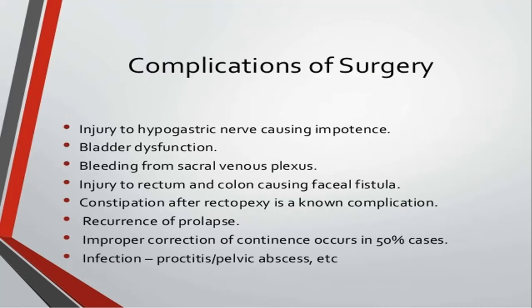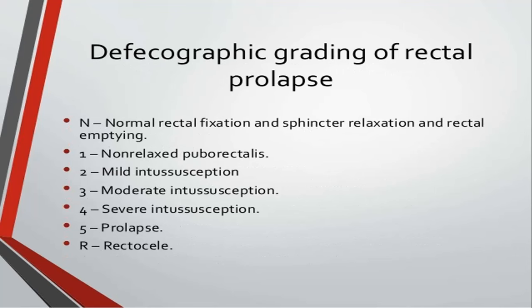Complications you must know about: hypogastric nerve injury, impotence, bleeding, bladder dysfunction, recurrence of the prolapse, constipation. And if you injure the rectum or the colon, it can cause a fecal fistula. We have mentioned the different stages of prolapse.